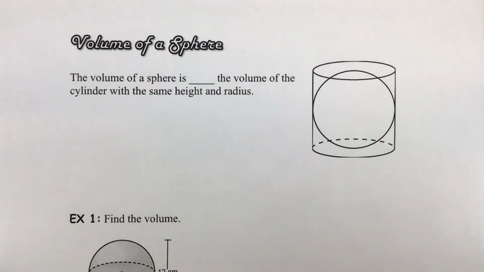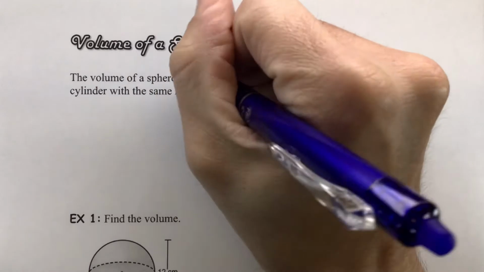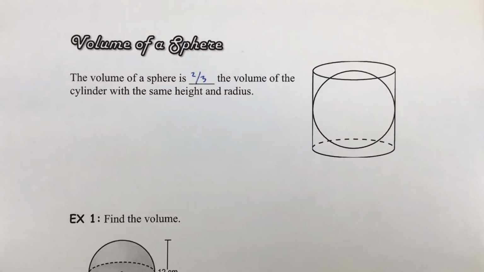The volume of a sphere. Unfortunately, I can't completely develop the formula for this without using calculus. However, I can start part way in and then develop the rest of it for you. Okay, so here's a fact. The volume of a sphere is 2/3 the volume of a cylinder with the same height and radius.